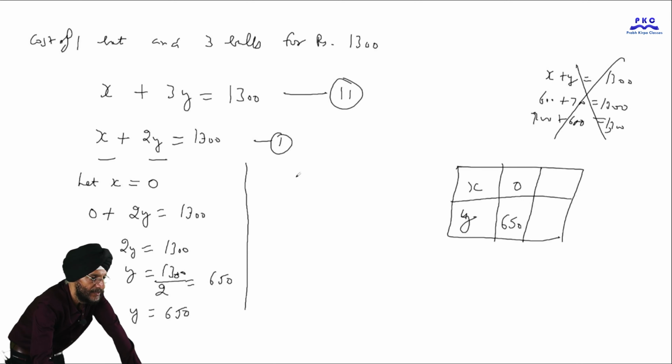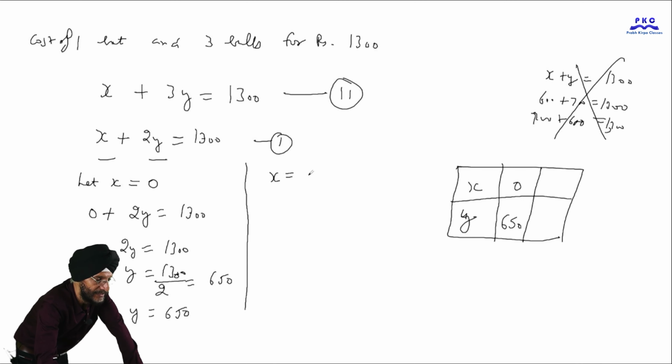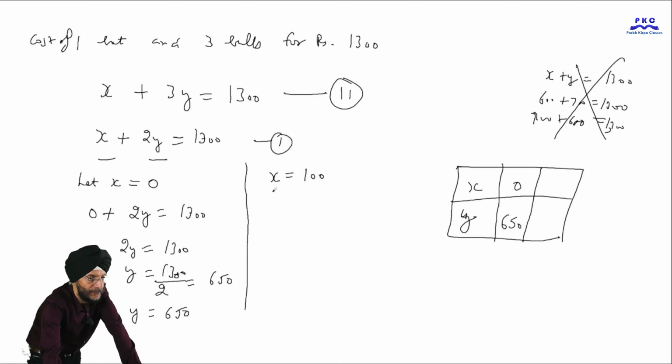What is another scenario? We will assume here x is equal to 100. So now we will again put this value in this equation. It will come 100 plus 2y.